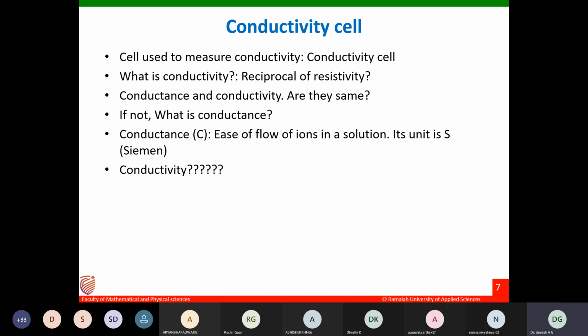But is it a definition? One person is asking what is conductivity, and we are telling it's the reciprocal of resistivity. But that didn't communicate any meaning. It's like one person asking you, I want to go north, what should I do, and you tell him to just travel opposite to the south. Is any meaning communicated to that person? Nothing. If one person is asking where is south, and you tell him it's opposite of north, he will not understand anything, right?